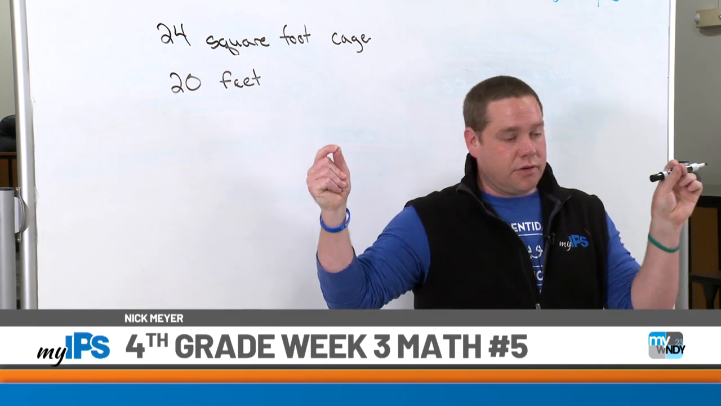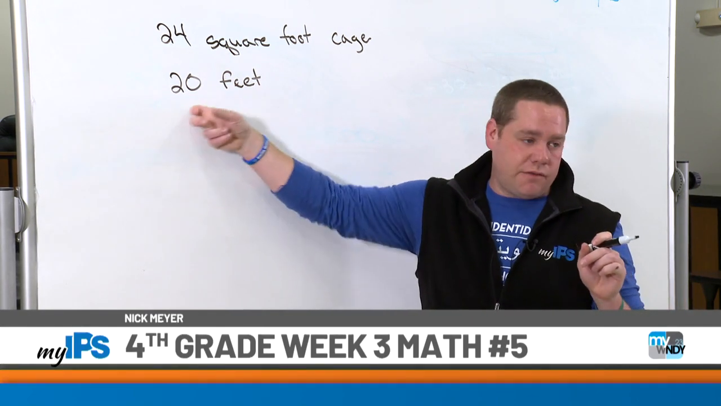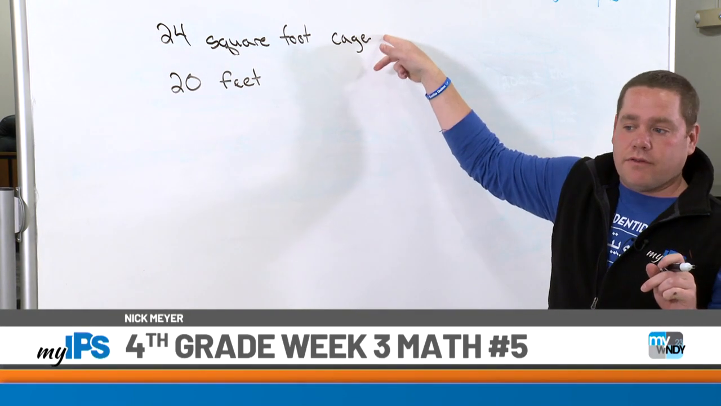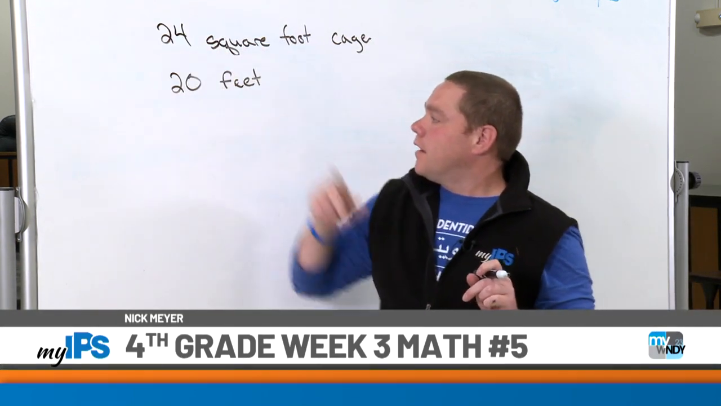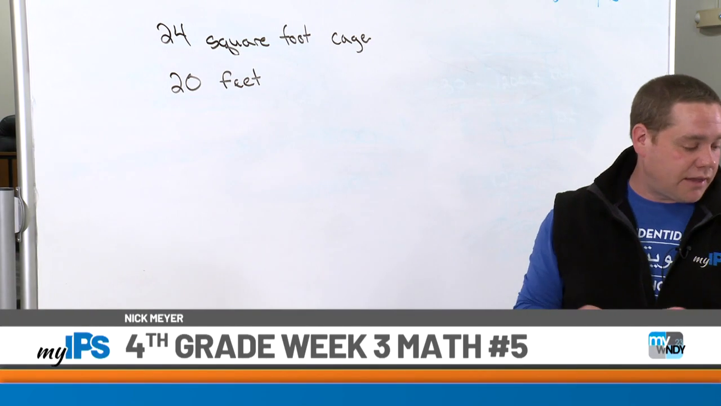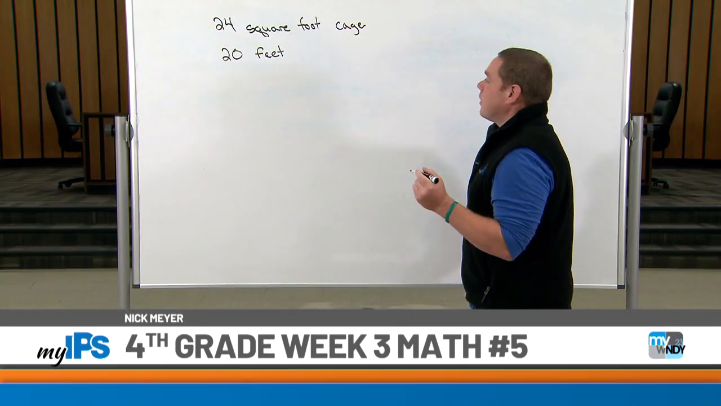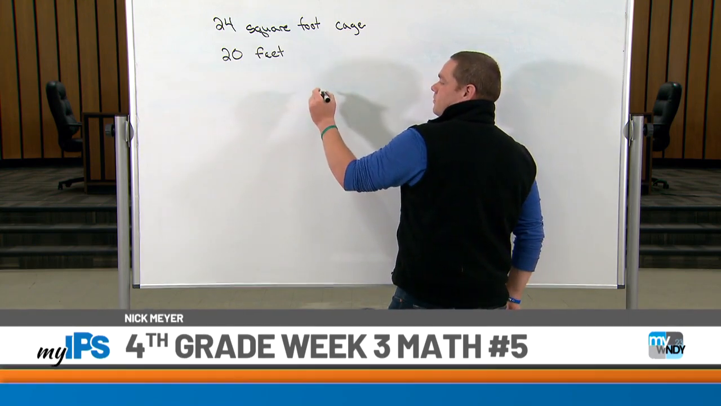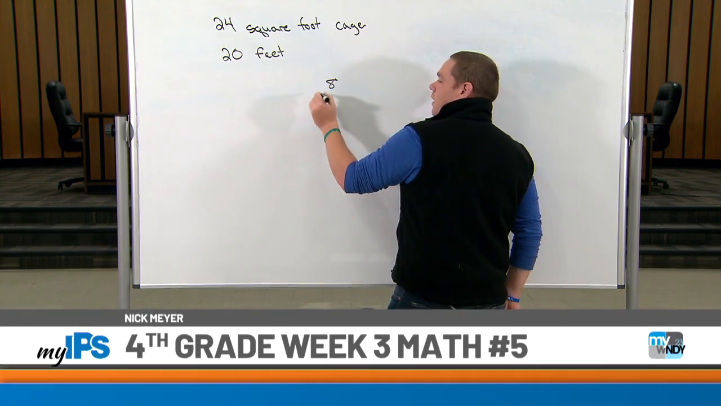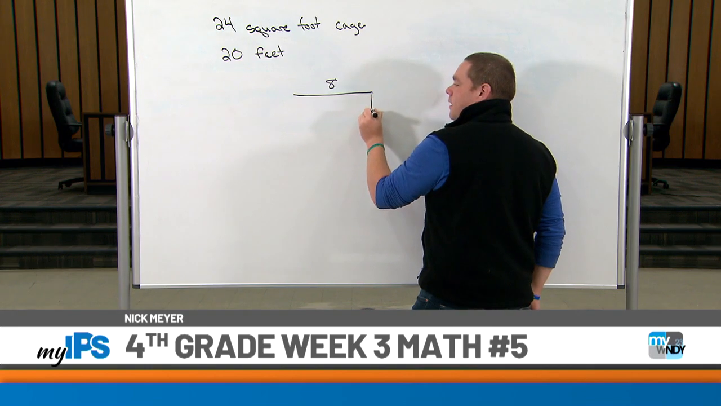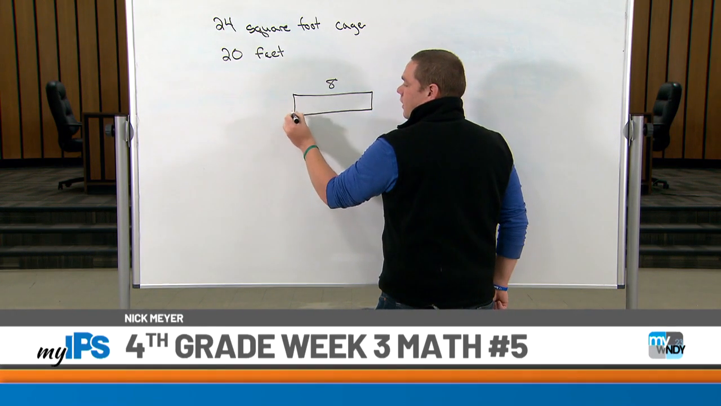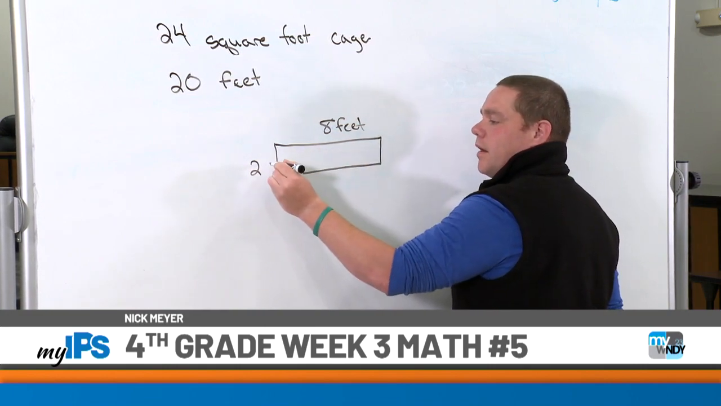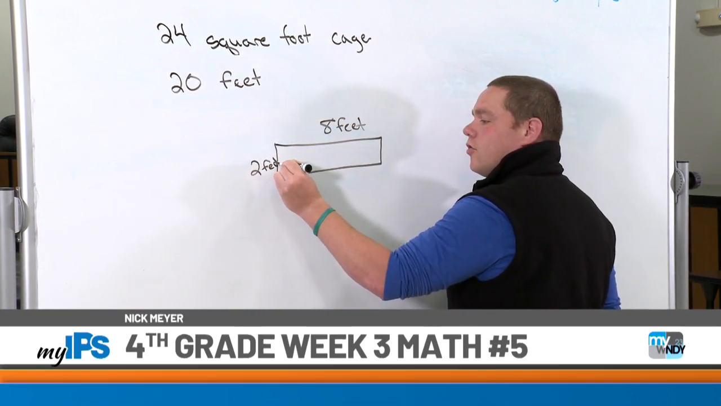So one dimensional for perimeter. I've got 20 feet of fence and I want to be able to have 24 square feet of space inside there for my chickens. So I'm going to start with some numbers. If I do a cage that is 8 feet by 2 feet.